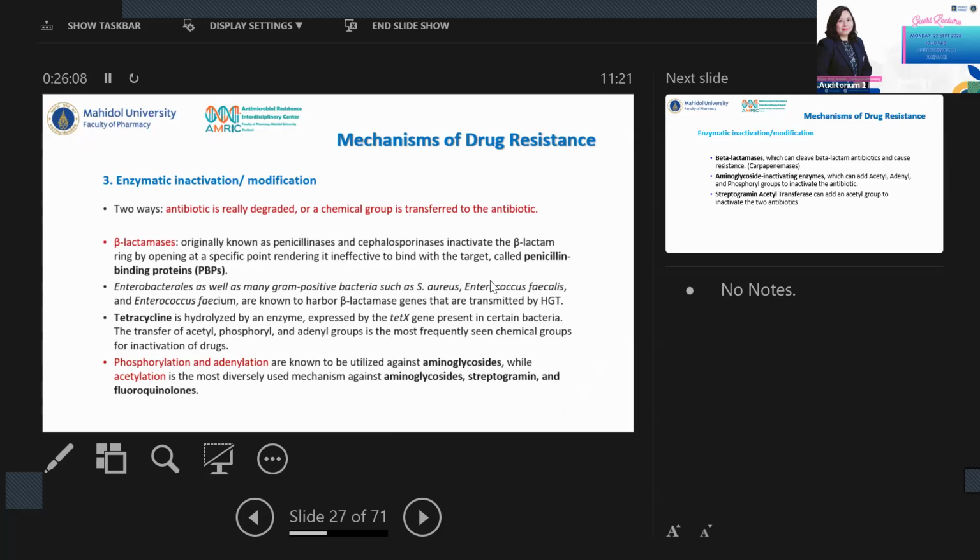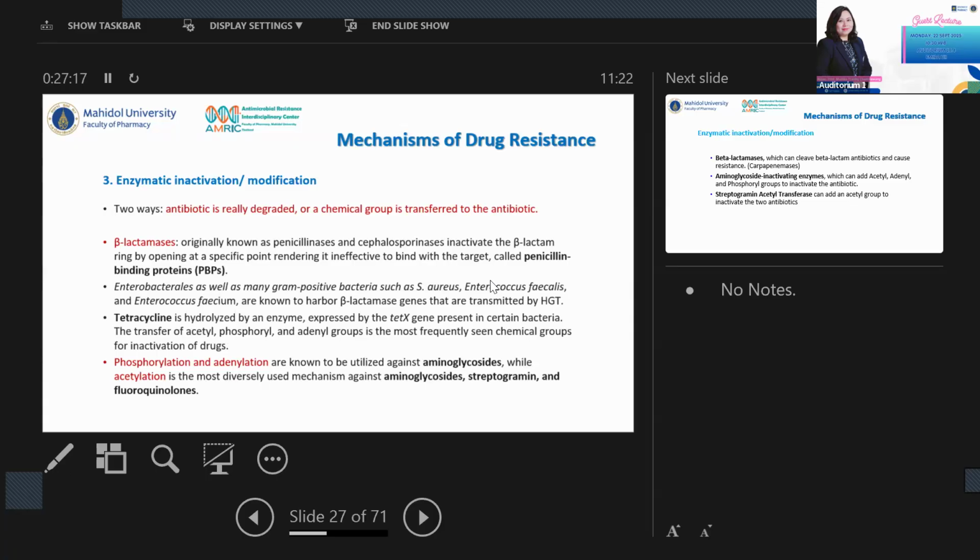The third mechanism would be enzymatic inactivation or modification. I would say this would be the biggest group of resistance mechanisms, because it includes beta-lactamase. And so far, we know that there are so many beta-lactamases in this world. So I would say this one is a big group. How to inactivate the drug here? It can go two ways. One is to degrade the antibiotic directly. Think about beta-lactamase that cuts the beta-lactam ring, so it totally degrades it. Another way is to put some chemical group on the structure of the antibiotic, maybe add an adenyl group or an acetyl group. Those can inactivate the action of antibiotics. But again, the biggest group is still beta-lactamases.